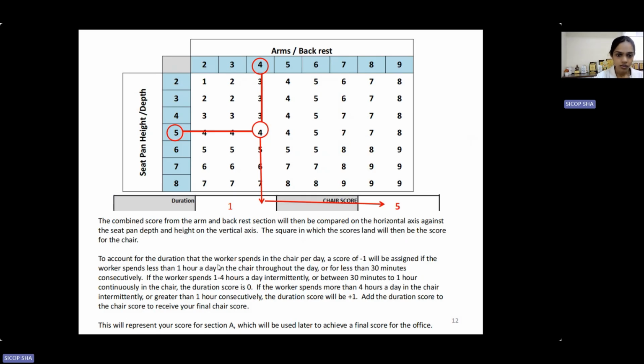To account for the duration that the worker spends in the chair per day, a score of -1 will be assigned if the worker spends less than 1 hour a day in the chair throughout the day or less than 30 minutes consecutively. If the worker spends 1 to 4 hours a day intermittently or between 30 minutes to 1 hour continuously in the chair, the duration score is 0. If the worker spends more than 4 hours a day in the chair or greater than 1 hour consecutively, the duration score will be +1. Add the duration score to the chair score to receive the final chair score. This will represent section A, which will be used later to achieve a final score for the office.